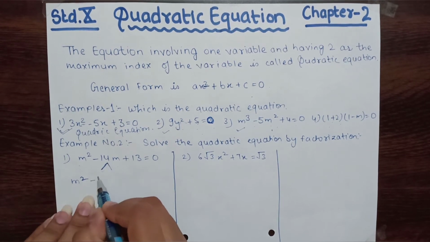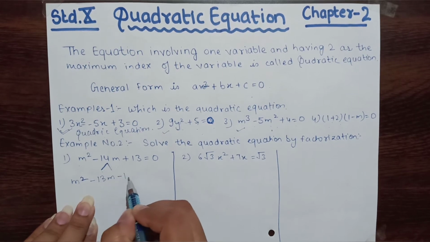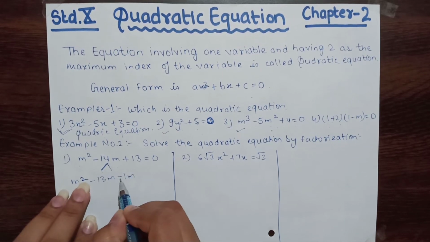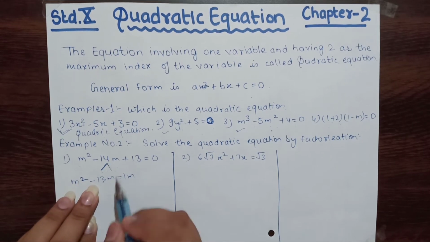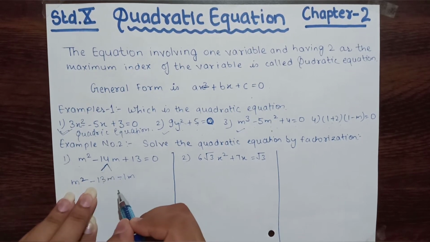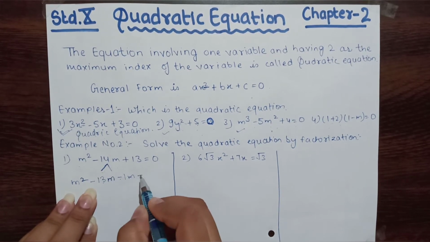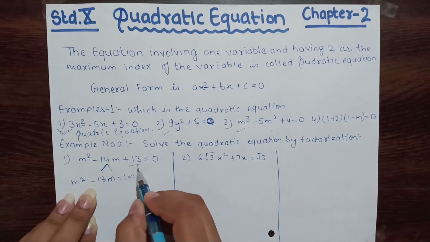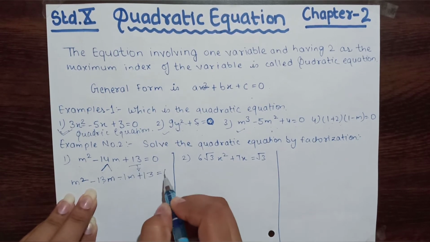So we will write minus 13m minus 1m. Minus and minus will add up, and 13 plus 1 becomes 14. So minus 14m will come. So this is the correct equation, minus 13m minus 1m, and after that the 13 will come as it is over here, plus 13 equals 0.